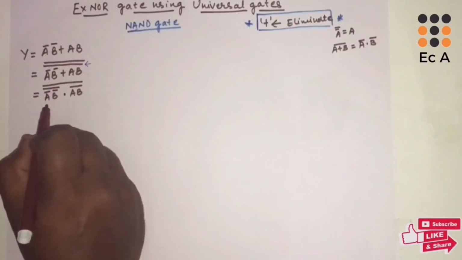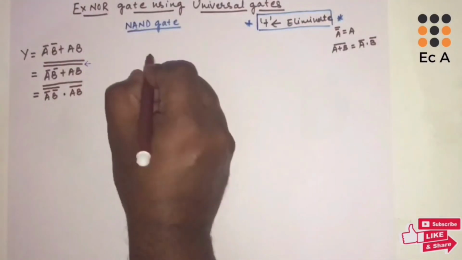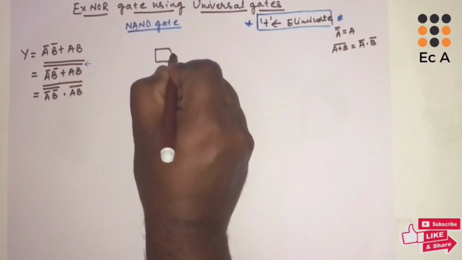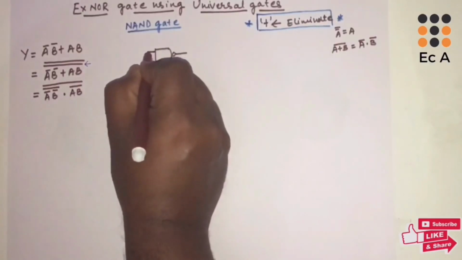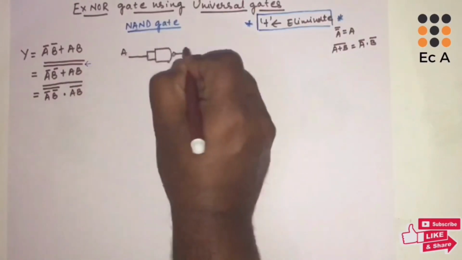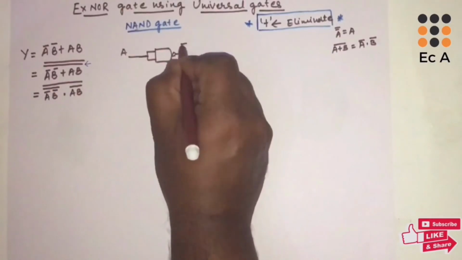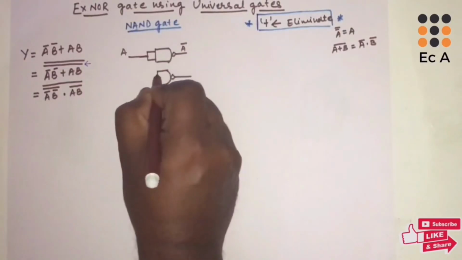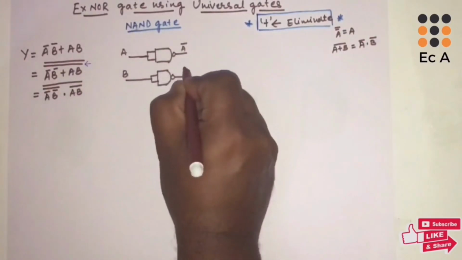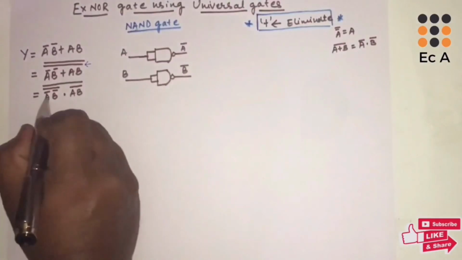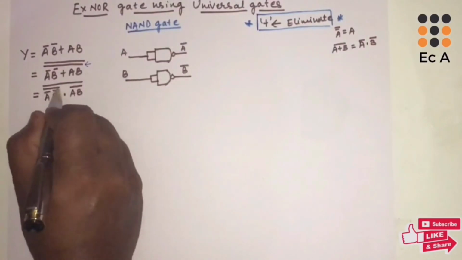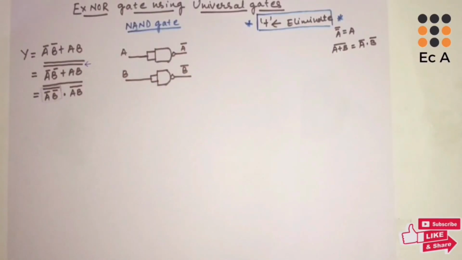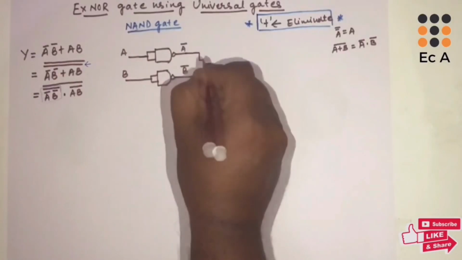First let us implement A bar, then let us implement B bar. A bar we can implement using a NOT gate, which is implemented using NAND gate. The output will be A bar. So we require B bar. We will take a NAND gate, and the output of this NAND gate will be B bar. So A bar dot B bar whole bar is one NAND operation. This entire term is one NAND operation. So we can use one more NAND gate to implement this.